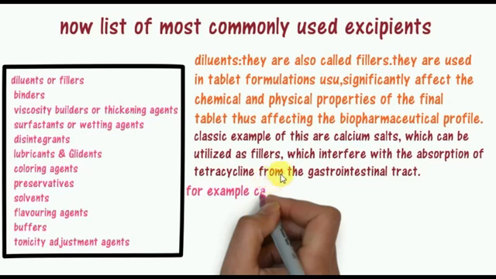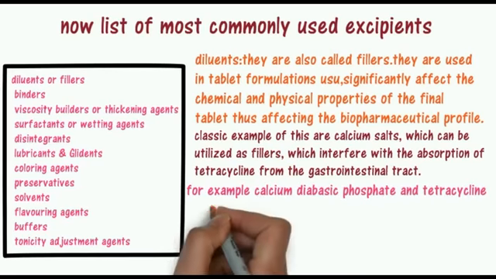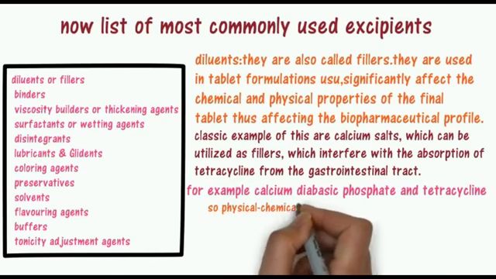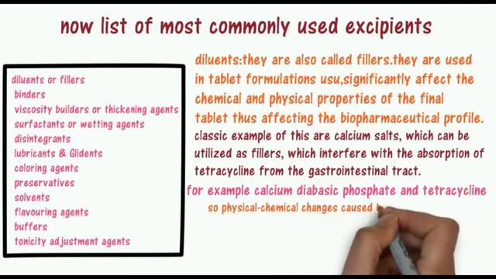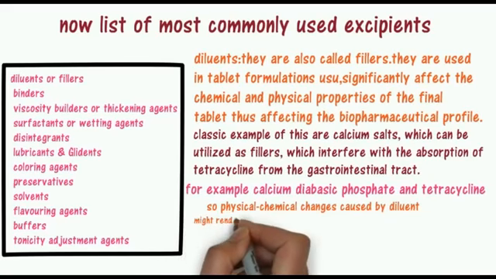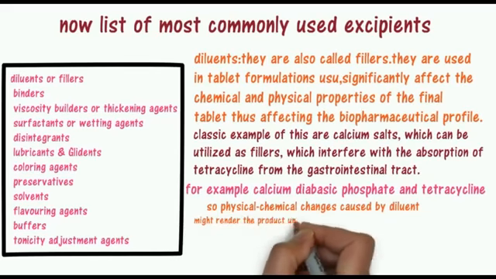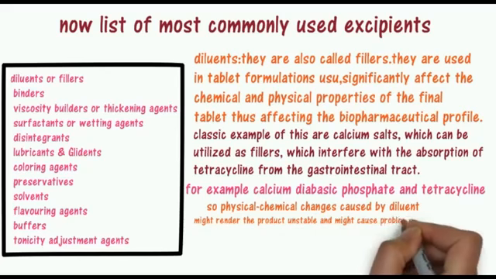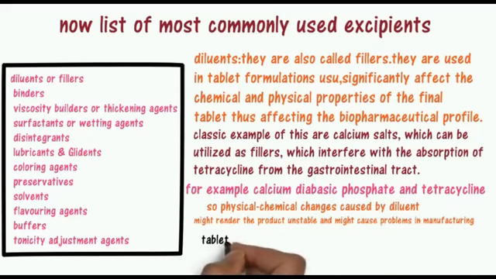So these were excipients affecting the bioavailability of tetracycline. So the excipients, although they are considered inert, also affect physicochemically, so care must be taken in their selection process. For example, dibasic calcium phosphate and tetracycline. So these are physicochemical changes caused by diluents. They also might render the product unstable and might cause problems in the manufacturing process.